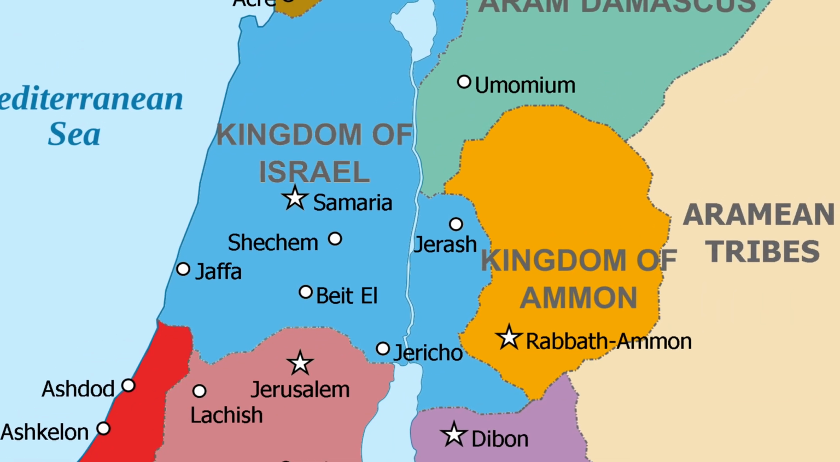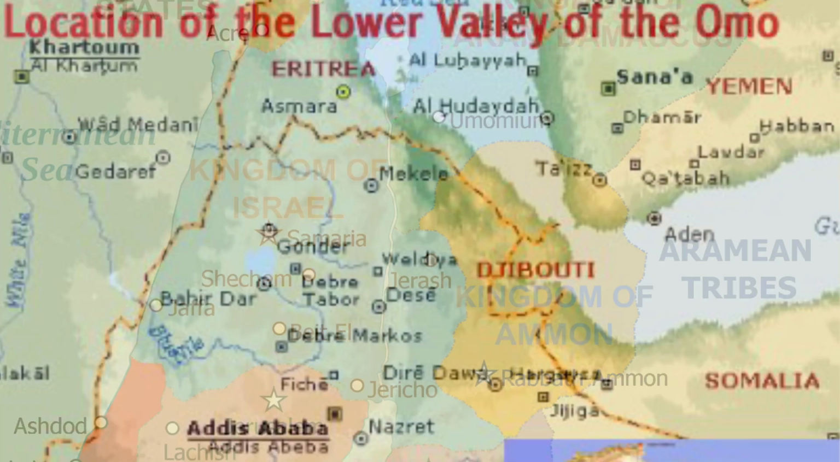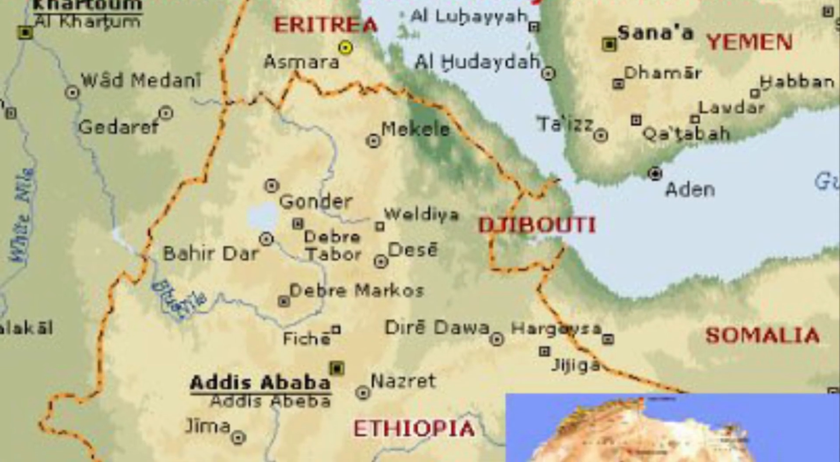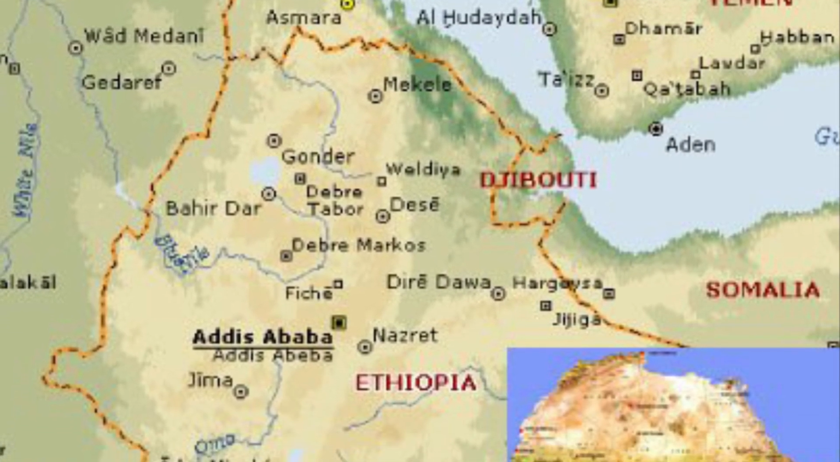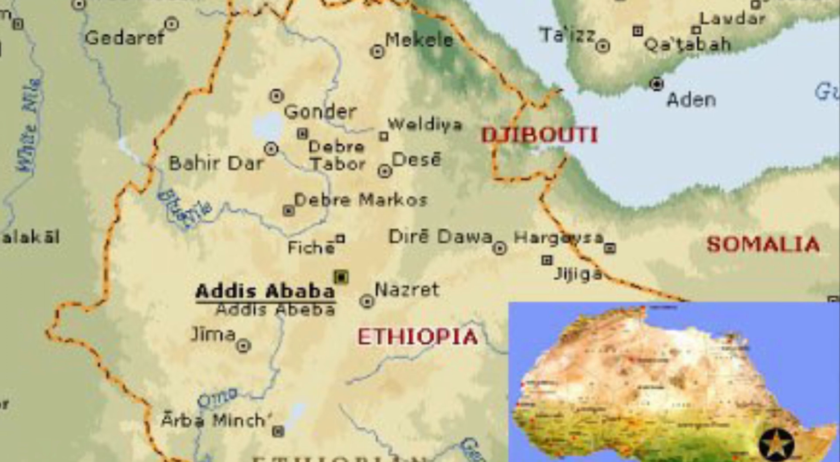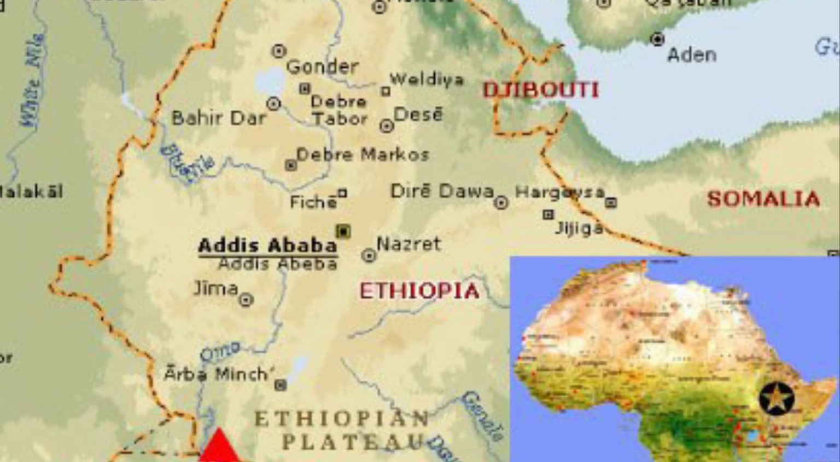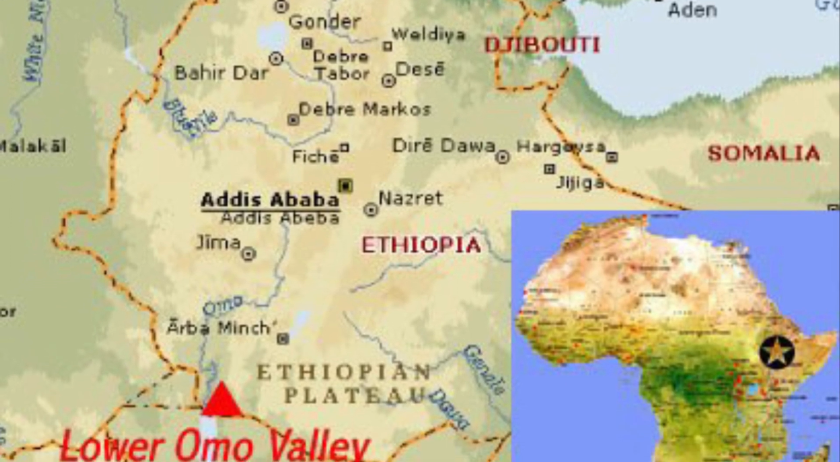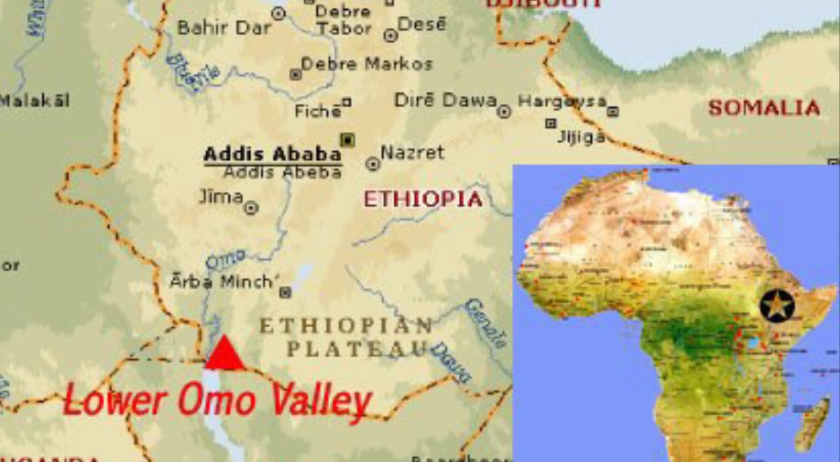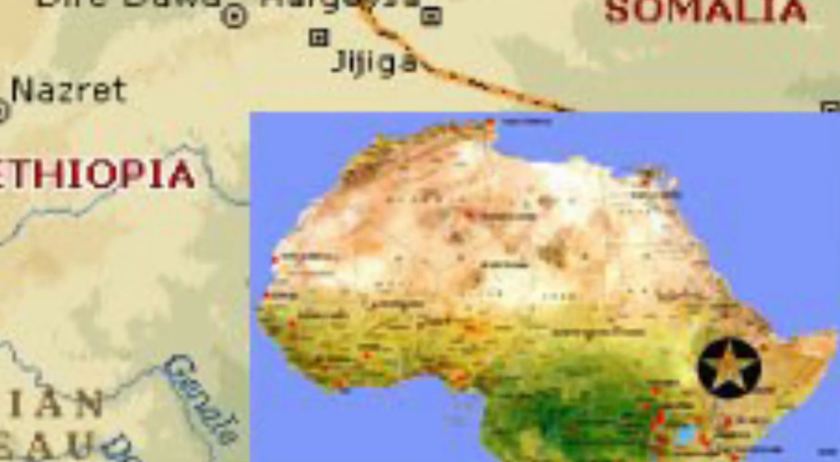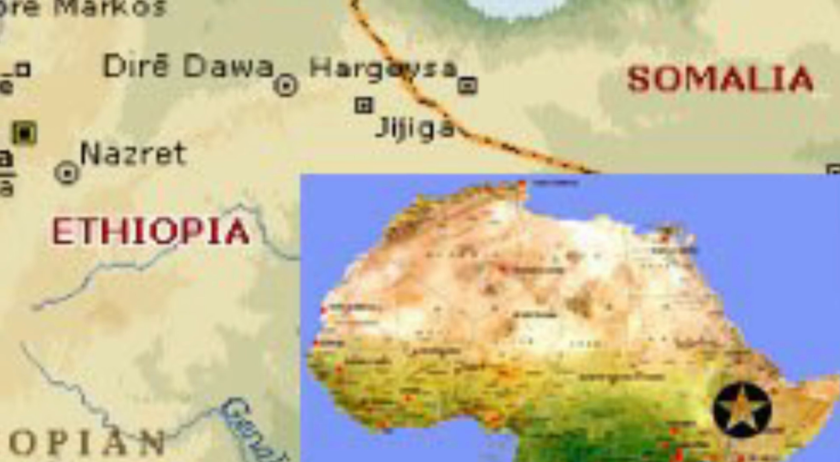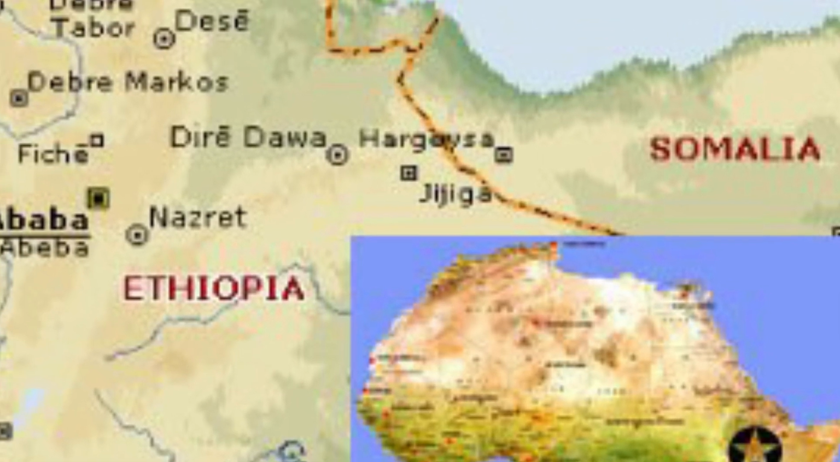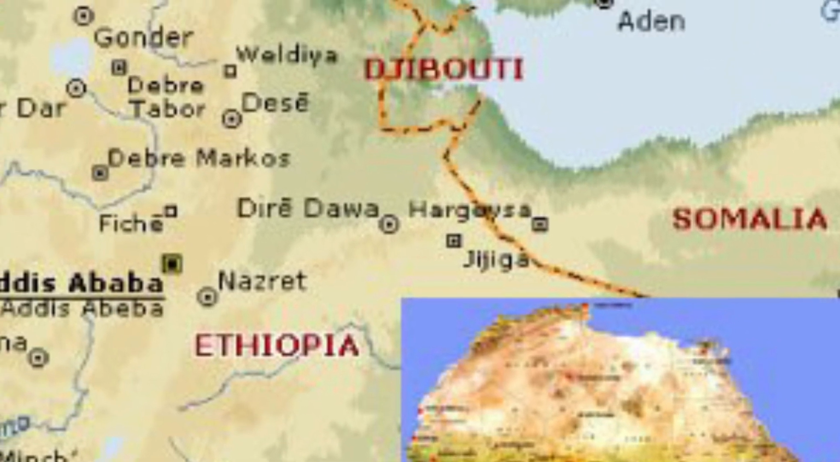Starting at the beginning, and that would be in southern Ethiopia with Omo Kibish 1, Omo 1, which is where we find the oldest anatomically modern Homo sapiens. These skeletons date from around 233,000 years ago.